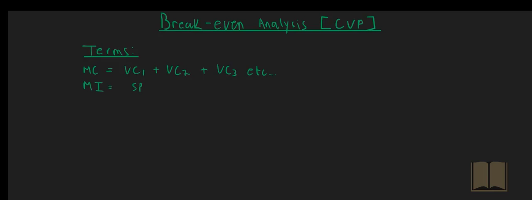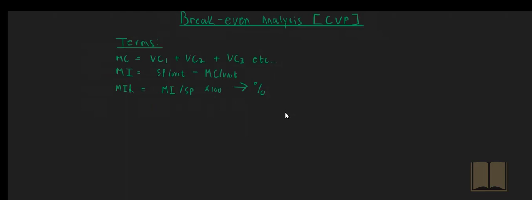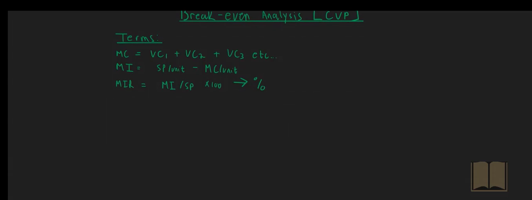Marginal income or contribution margin is the per unit profit, and it's the selling price per unit minus the marginal cost per unit. The marginal income ratio is the marginal income divided by your total sales times 100. This basically tells you how much of your sales is left over to cover your fixed costs, because in your marginal income you've already covered your marginal cost.